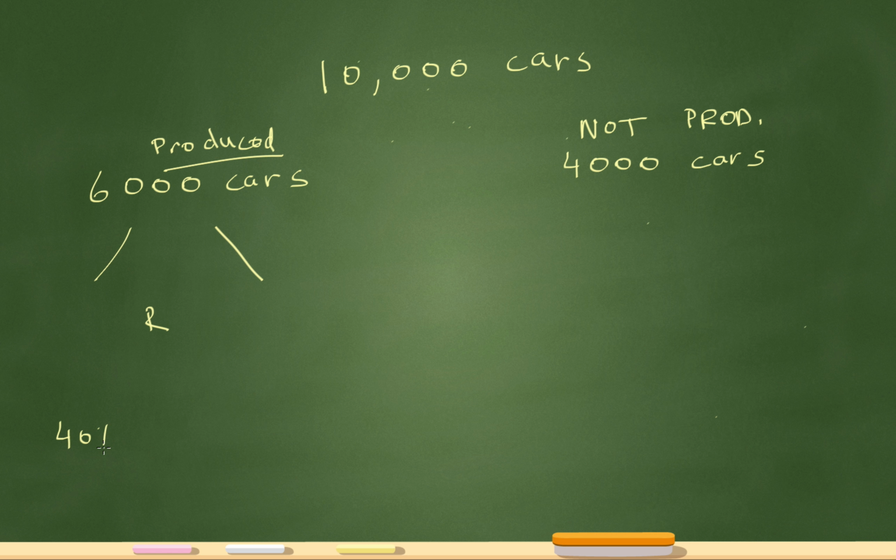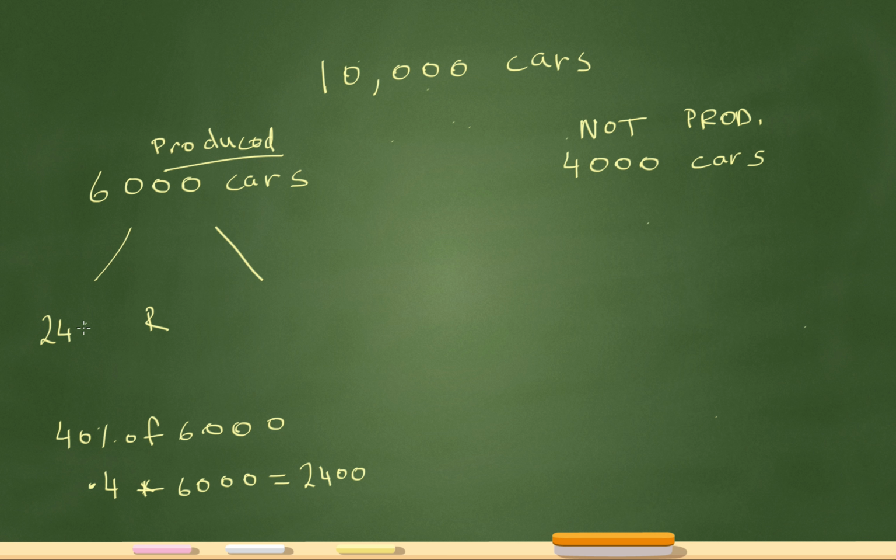Now 40% of 6,000. 40% is the same thing as 0.4. Of means multiply. 6,000 is just 6,000. So in order to calculate 40% of 6,000, I'm doing 0.4 times 6,000, and that should give me 2,400.